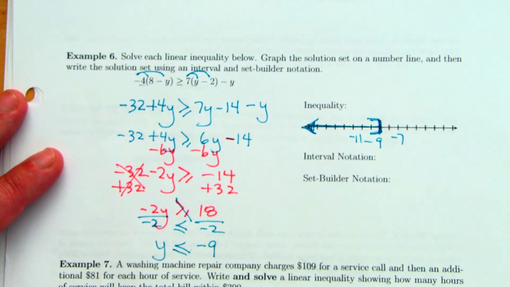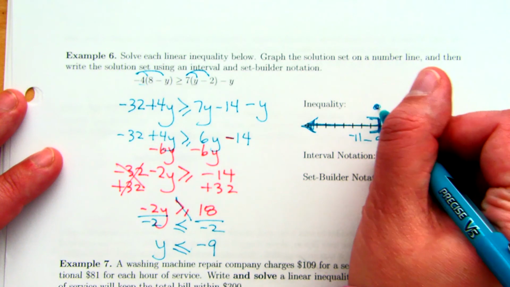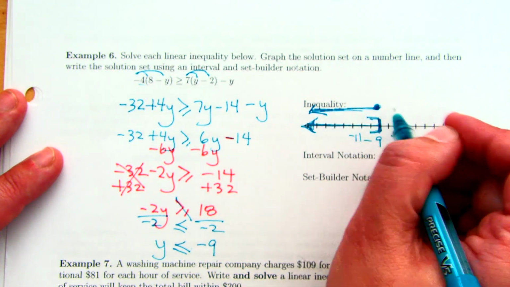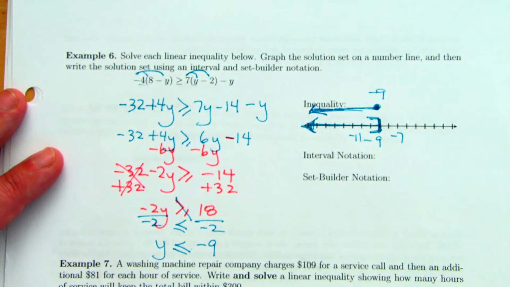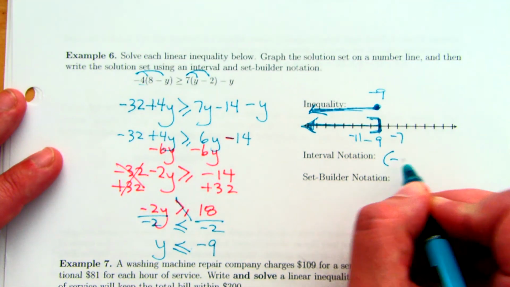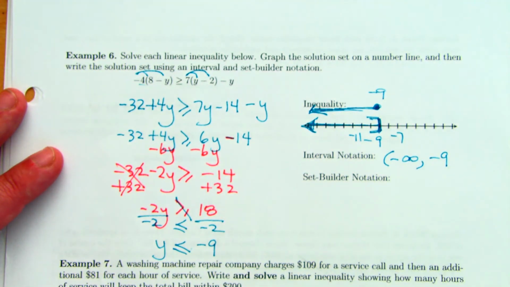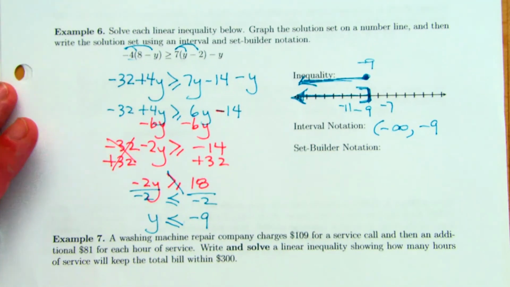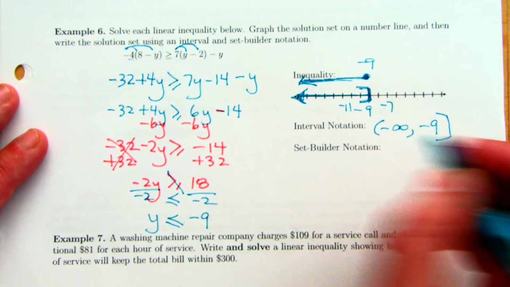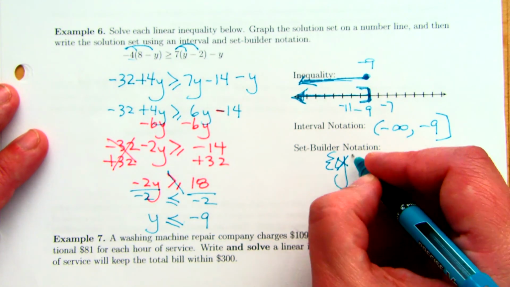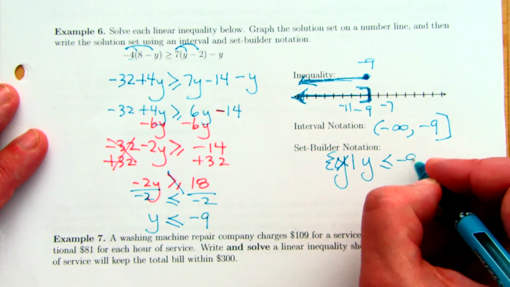That could also be a closed circle. So you might have a closed circle at negative 9, shade below negative 9. Okay, that would be the same thing. The interval starts at negative infinity. It goes to negative 9. And what am I going to put around the negative 9? Bracket. And then set y such that y is less than or equal to negative 9.